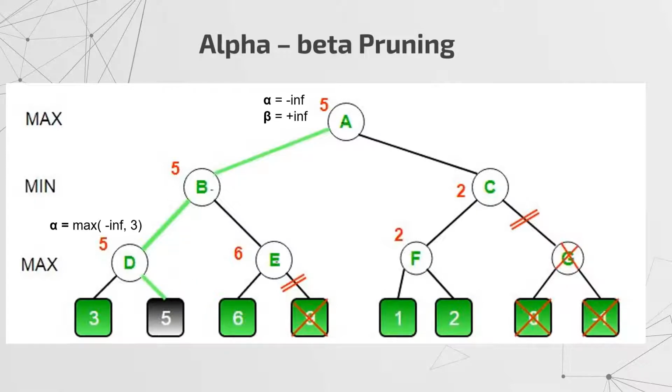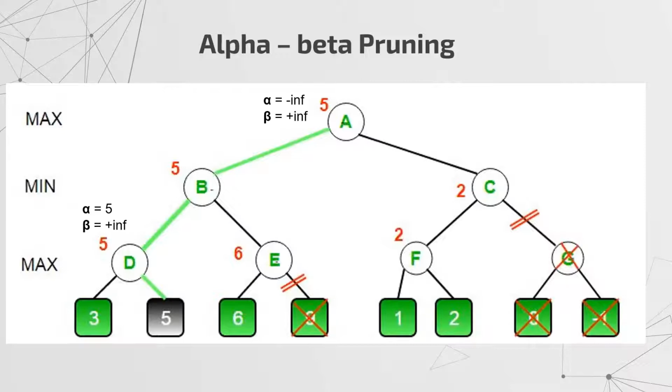D now looks at its right child, which returns a value of 5. At D, alpha is the maximum of 3 and 5, which is 5. Now the value of node D is 5. D returns a value of 5 to B. At B, beta is the minimum of plus infinity and 5, which is 5. The minimizer is now guaranteed a value of 5 or lesser. B now calls E to see if it can get a lower value than 5.